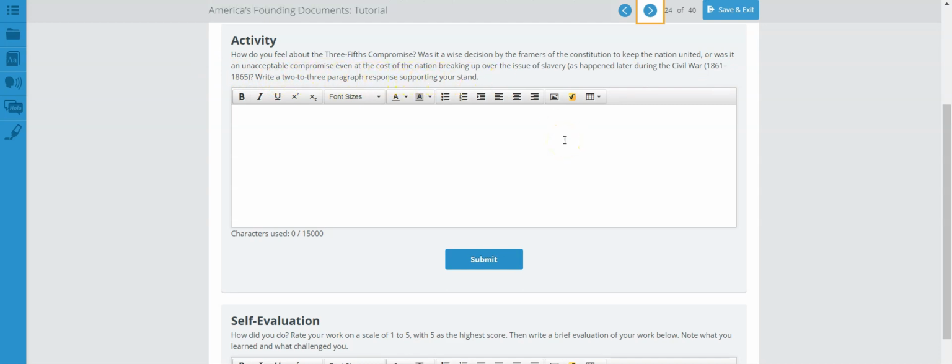Now, this is very important because we're talking about the 3/5 compromise. We're talking about human beings, in this case African Americans, and how they were treated in the original document, which is the U.S. Constitution. If you have questions about this, you can always go back to this tutorial, and you can always research online.